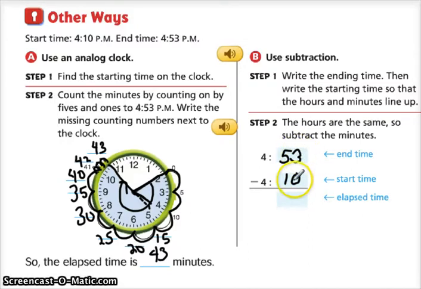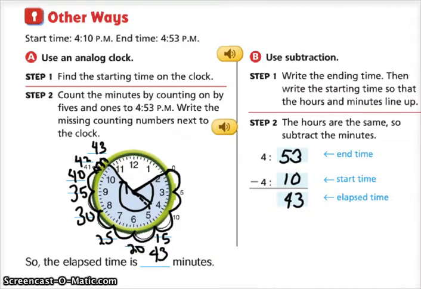Okay, so 3 minus 0 is 3. And 50 minutes minus 10 minutes is 40 minutes. So we'll put that in that place. And no hours have passed. So it's 43 minutes that have passed. And we can do this because our hours are the same. I will show you in the next video how to subtract time when the hours are different.